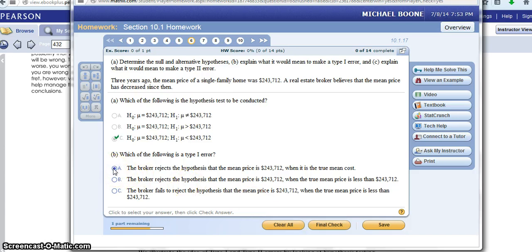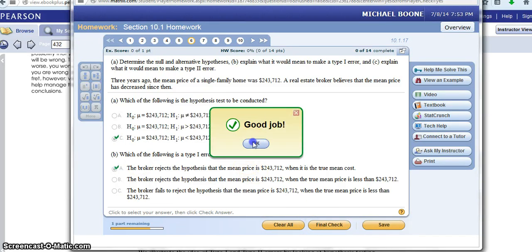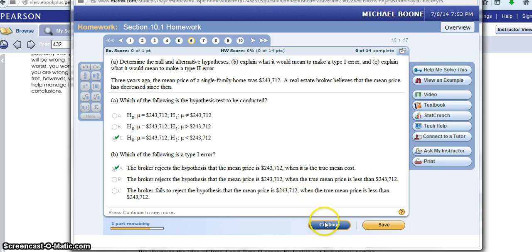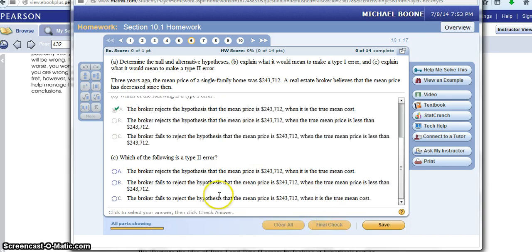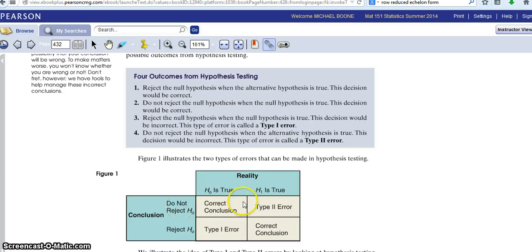So again, with the null hypothesis, you're either going to reject or fail to reject. That's going to be your conclusion. I reject the null hypothesis or fail to reject. And then if it's a type 2 error, that's what the next question is asking. Back to the definitions. A type 2 error is when we fail to reject the null hypothesis when we should have.